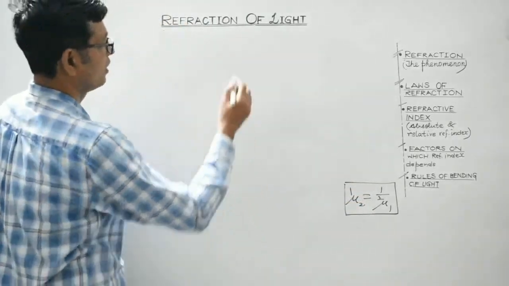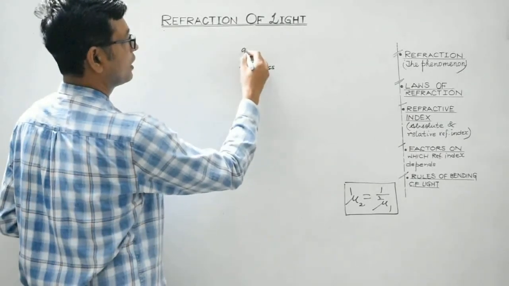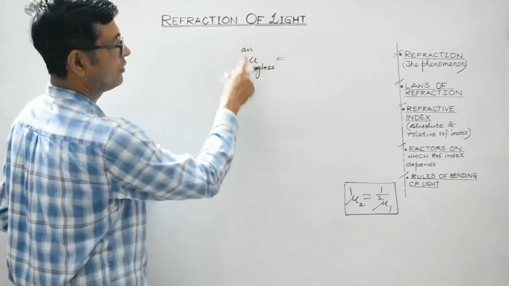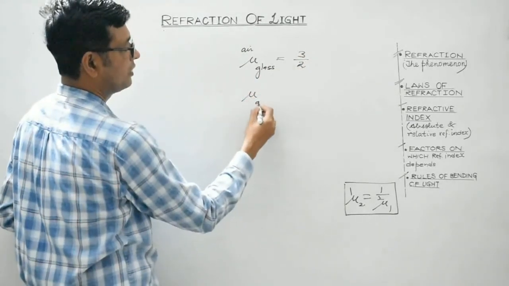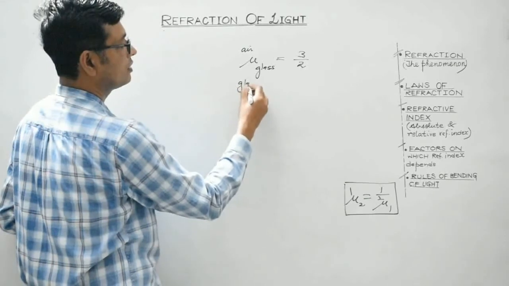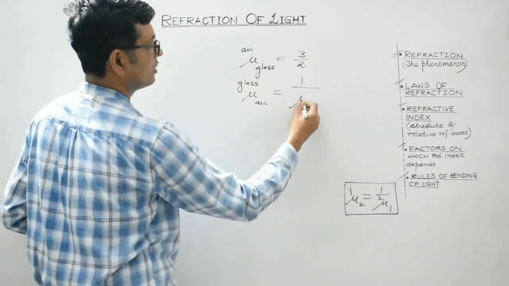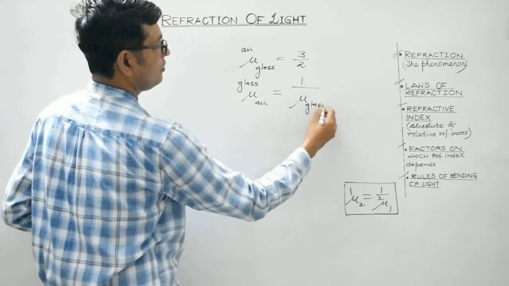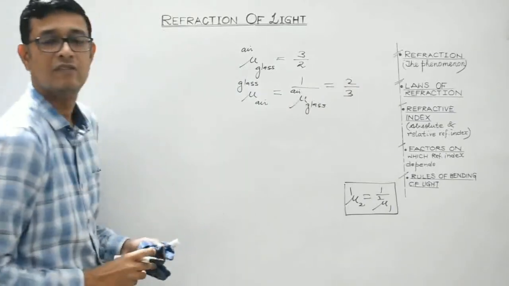Now, refractive index of glass with respect to air. This is absolute refractive index. It is 3/2. So, what will be the refractive index of air with respect to glass? It will be reciprocal of this. Just now we have discussed. So, it will be equal to 2/3.